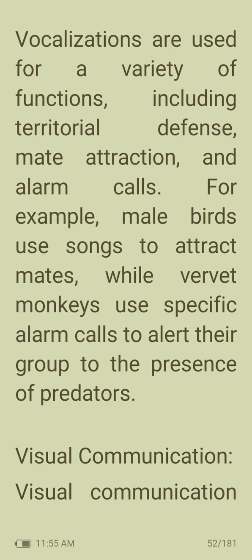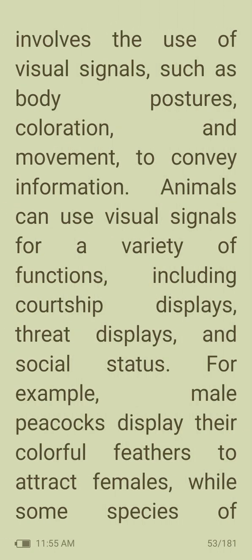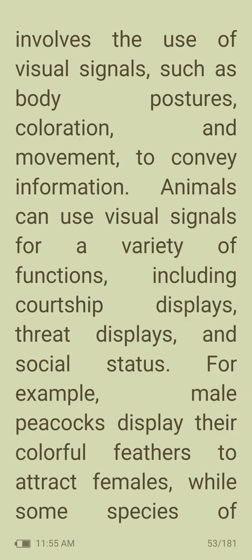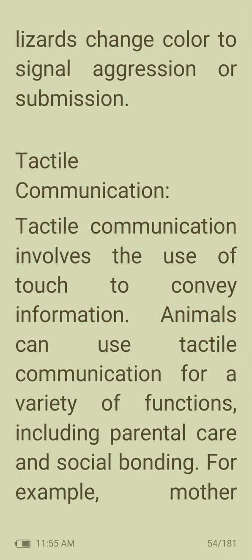Next, visual communication. Visual communication involves the use of visual signals such as body postures, coloration, and movement to convey information. Animals can use visual signals for a variety of functions, including courtship displays, threat displays, and social status. For example, male peacocks display their colorful feathers to attract females, while some species of lizards change color to signal aggression or submission.